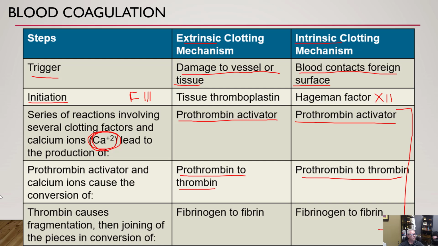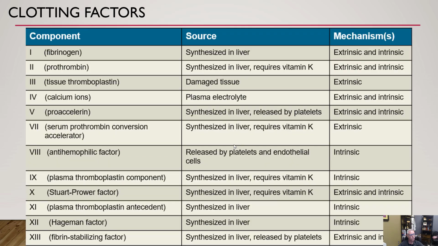So then we have this thrombin that's going to cause a fragmentation and then the joining of pieces of fibrinogen into fibrin. And same again here, fibrinogen to fibrin. So when we look at the different factors, you're going to need to know them. I think the easiest way to memorize them is just to memorize them 1 through 12.